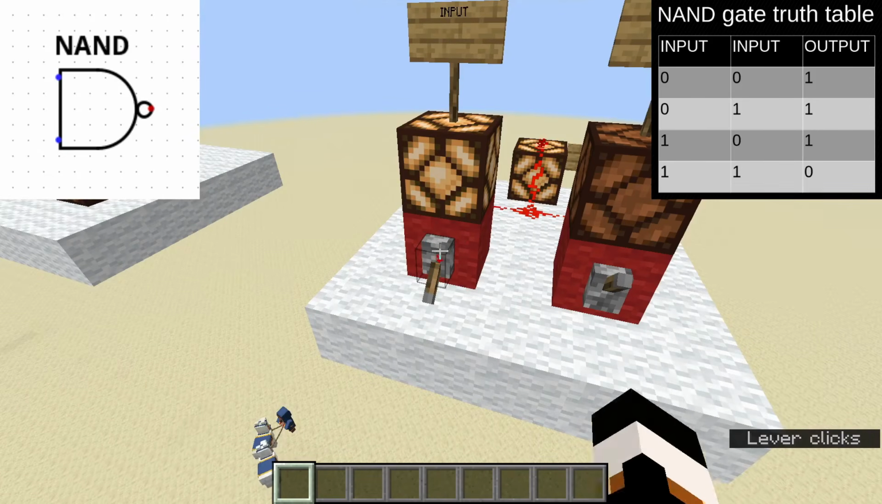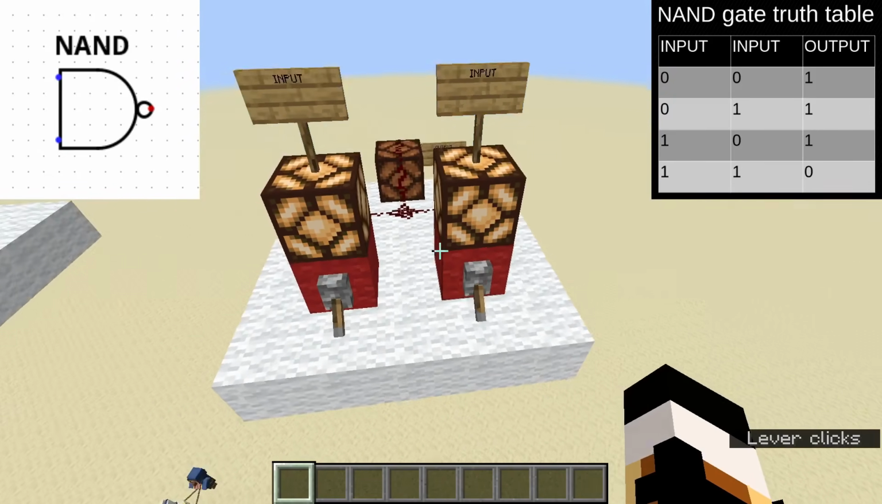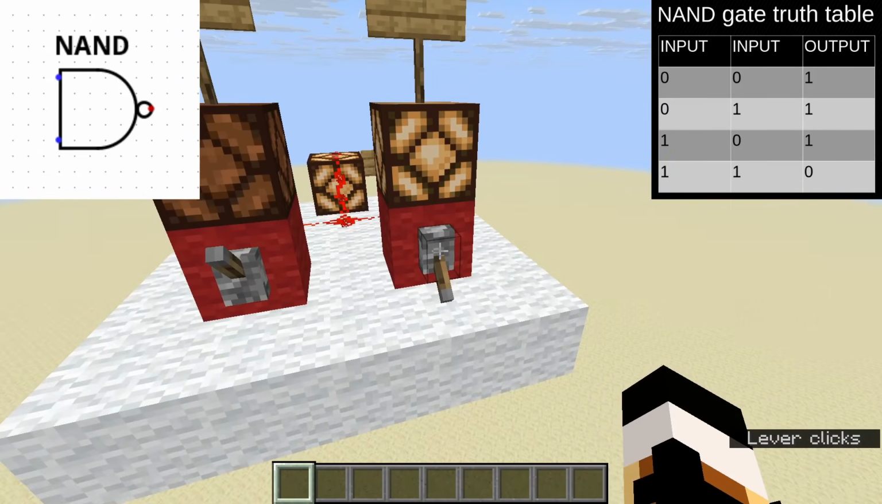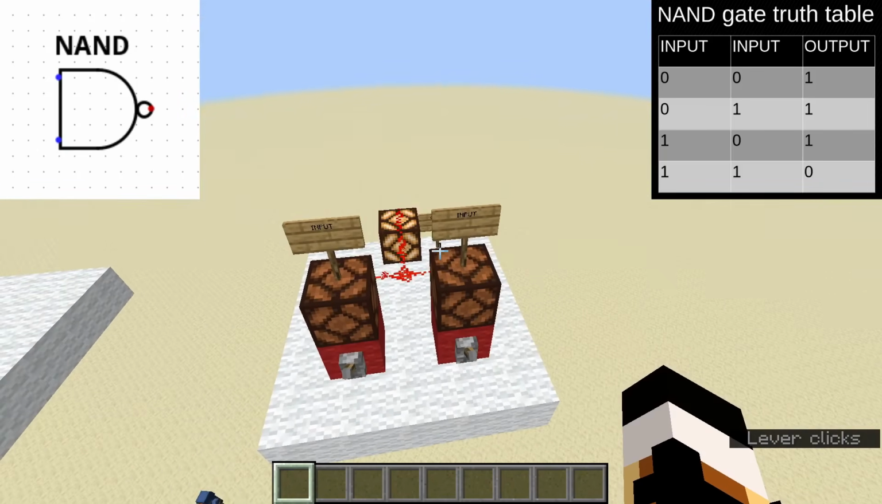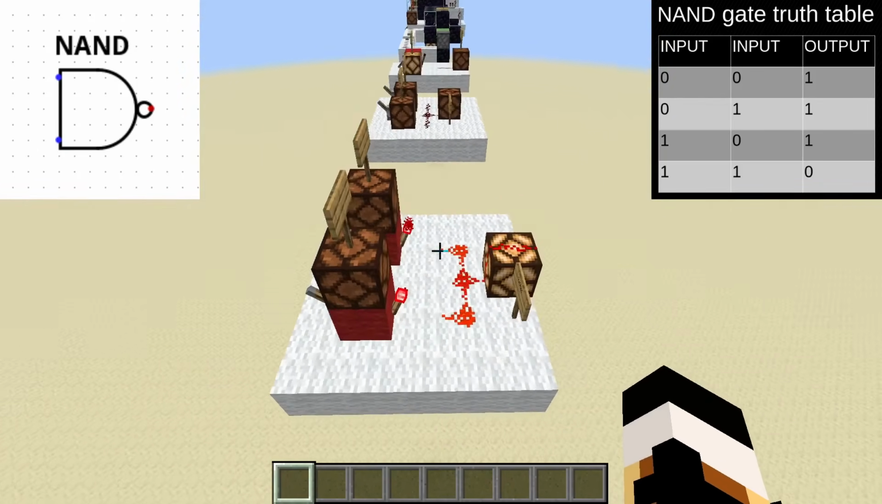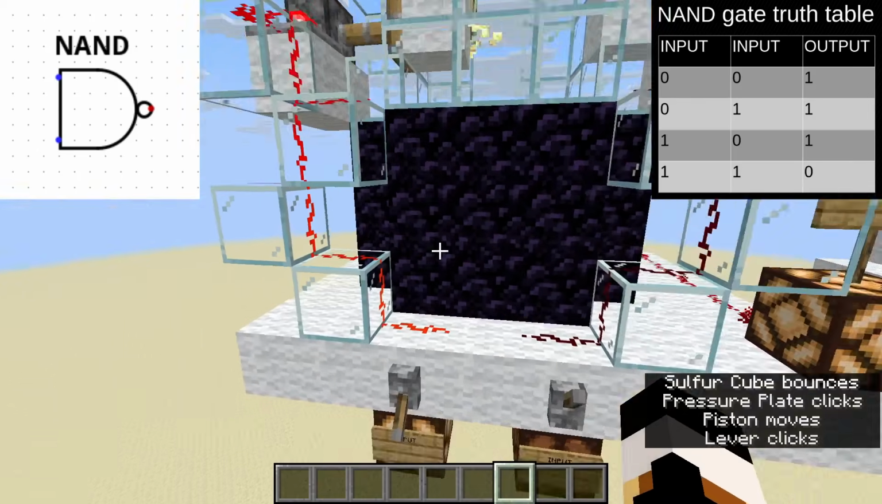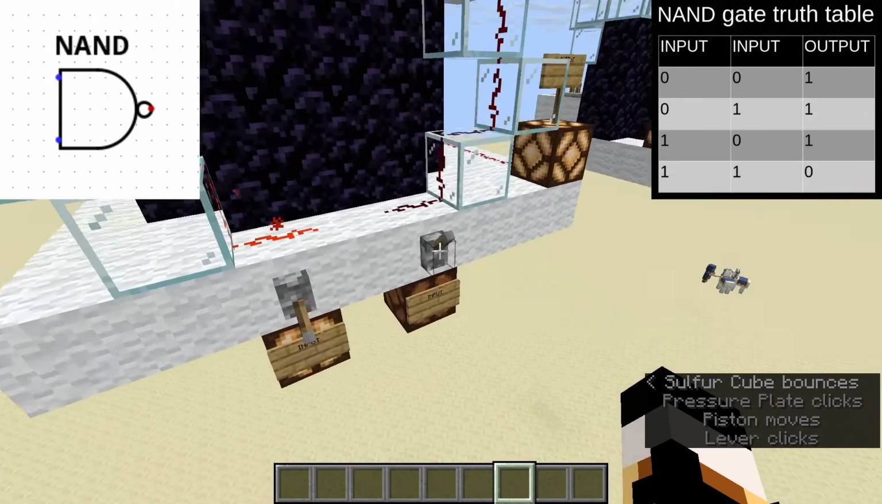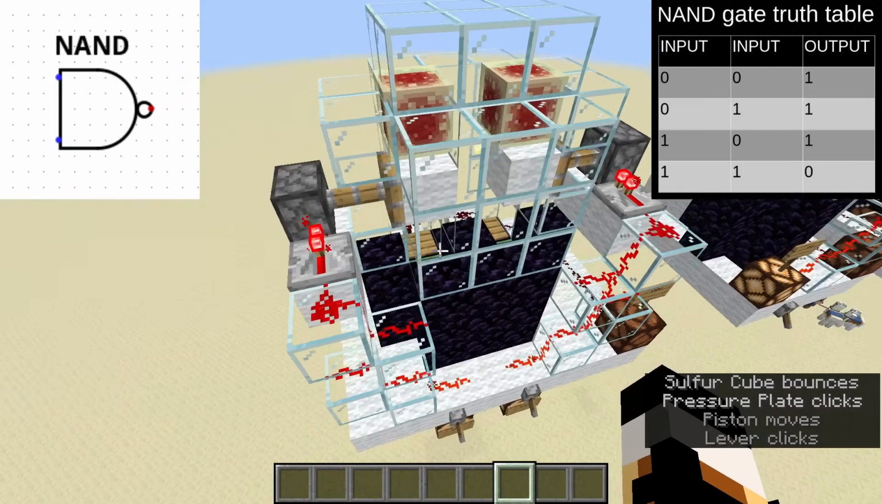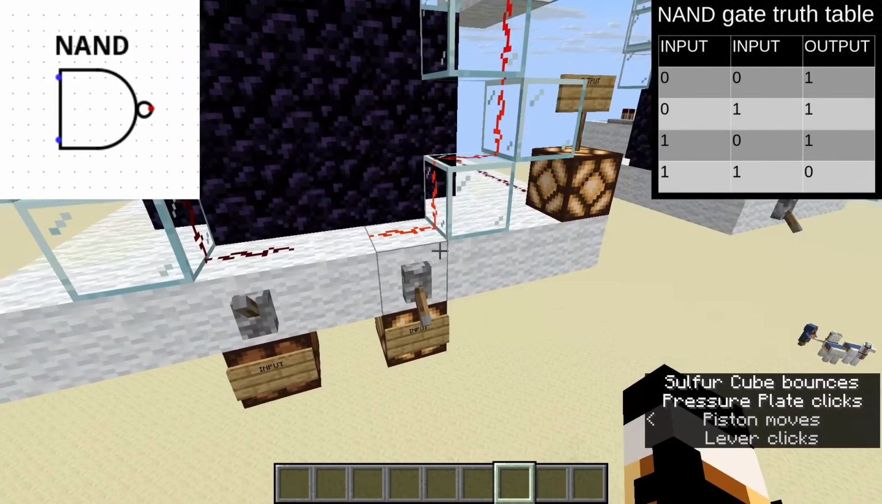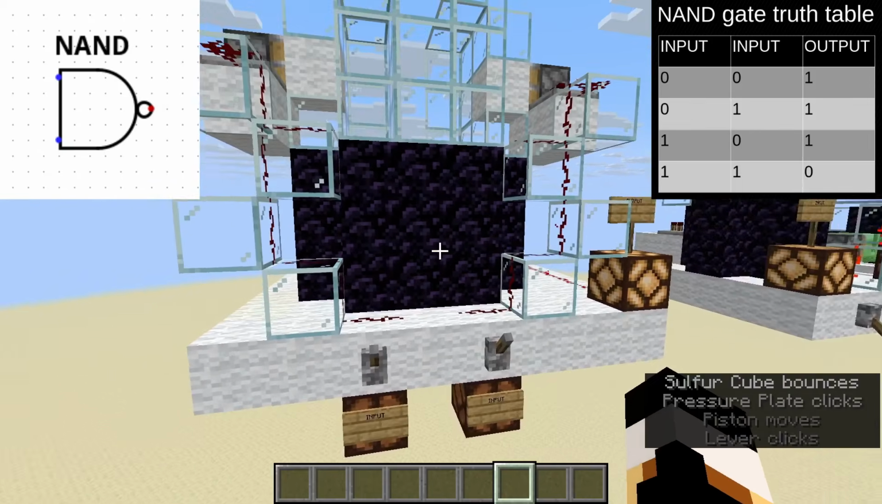Let's now connect a NOT gate on each input of the OR gate, like this. This is now no longer an OR gate, but a NAND gate. A NAND gate outputs a 1 unless both inputs are 0. It's the opposite of an AND gate, which outputs a 1 only if both inputs are 1. If we replace the traditional torch-based NOT gates with the previous sulfur cube NOT gate, we get a sulfur cube NAND gate. You could say I'm cheating by not making a dedicated sulfur cube OR gate, but given it's so simple, just a redstone wire, I think it's an acceptable compromise.